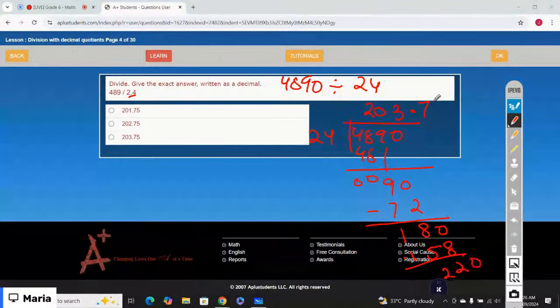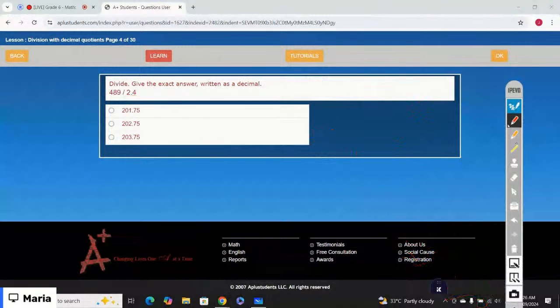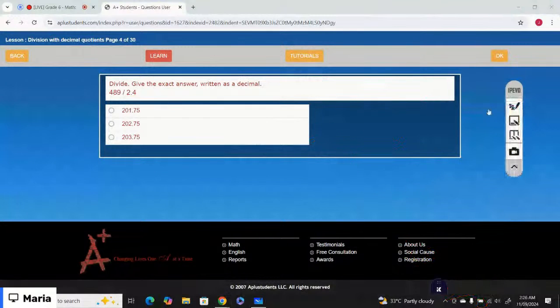So you can go for 24 times 5. 5 times 4 is 20. That is 220. So option number 3 is the correct option. That is 203.75. So option number 3 is the correct option. Got it, everyone? The correct option is option number 3, that is 203.75.